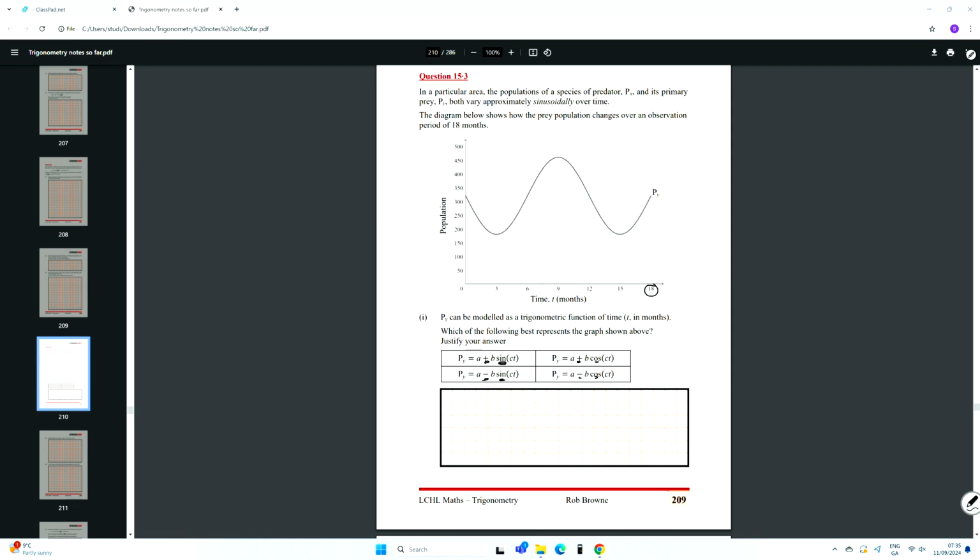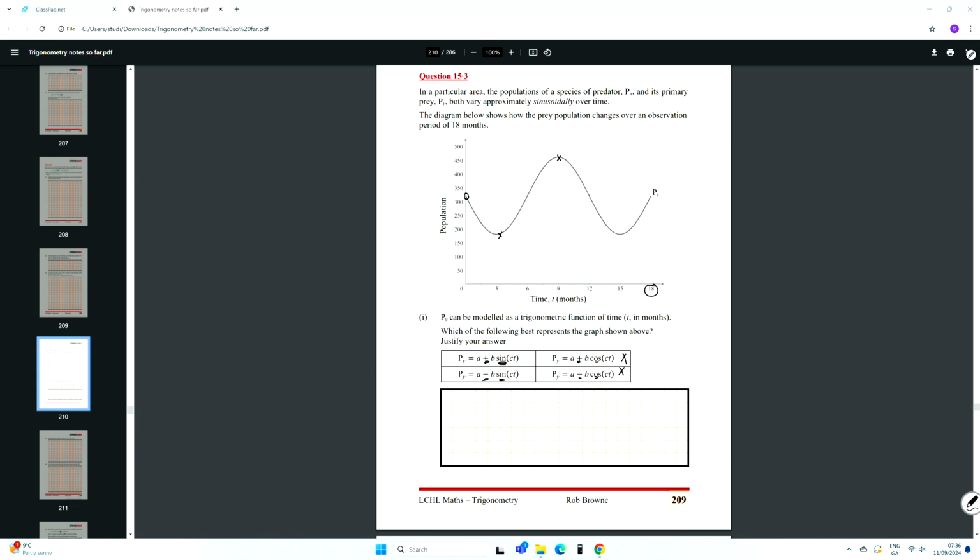Well, you'll notice that the top of the curve is up here somewhere, the bottom of the curve is down here, and the graph begins somewhere in between those two. So it's not starting at the top or bottom, so it's not a cosine graph. Just remember, the cosine graphs start at the top or bottom. So it's one of the sine graphs because it begins in the middle here.